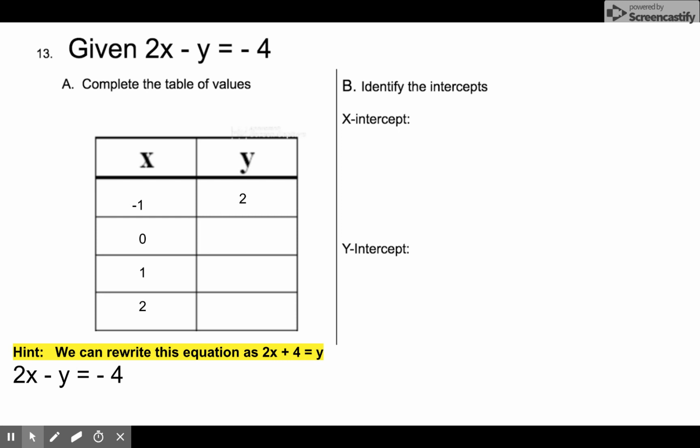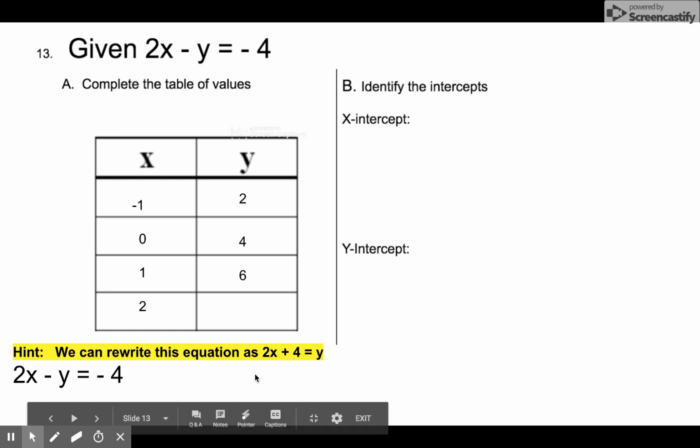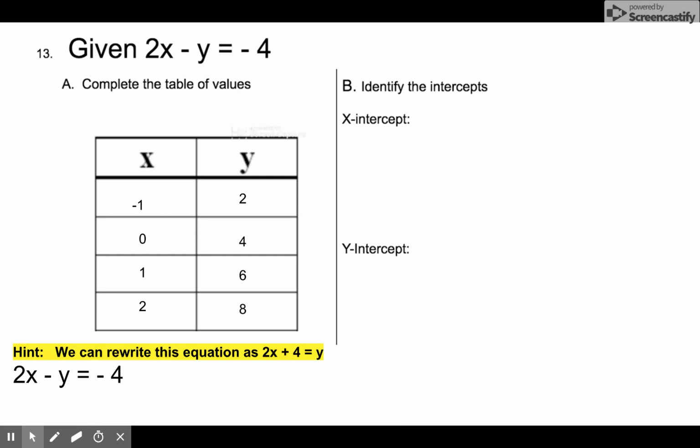If you plug in 0, it'll be 0 plus 4 equals y, so y equals 4. If you plug in 1, you'll get 2 times 1, which is 2, plus 4 equals 6. And if you plug in 2 for x here, it'll be 2 times 2 is 4, and 4 plus 4 is 8. So those are your table of values.